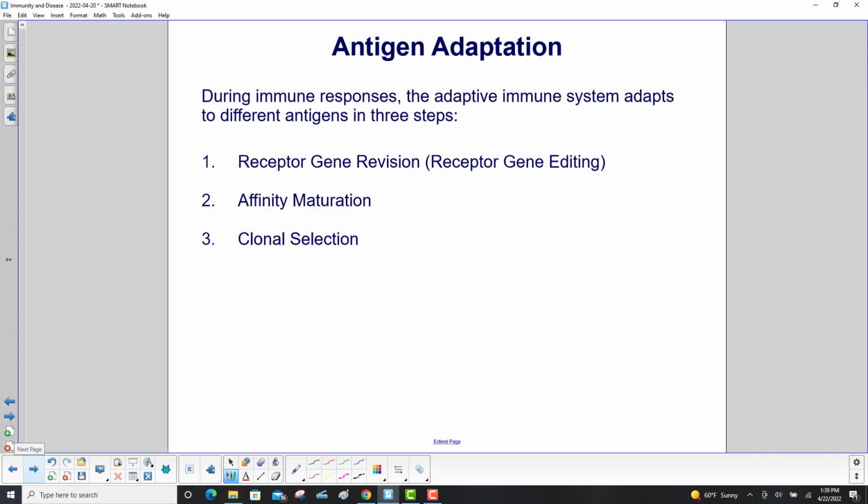Now, how does the system adapt to different antigens? Well, there's 3 steps: receptor gene revision or editing, affinity maturation, and clonal selection.